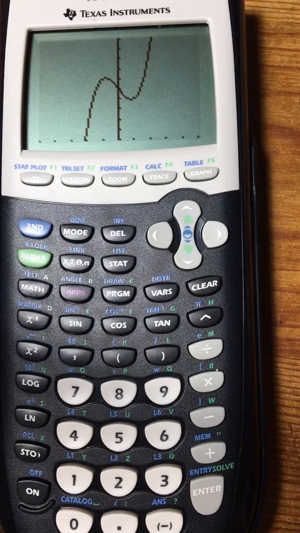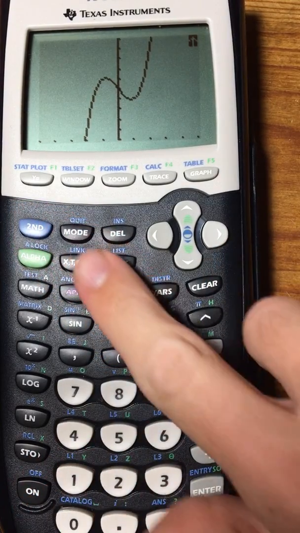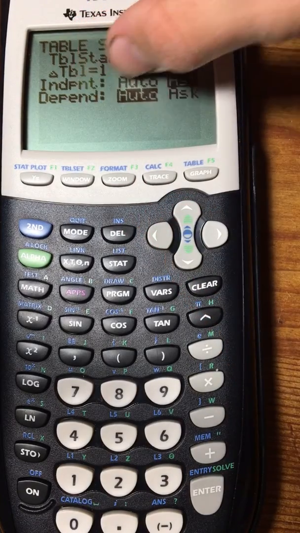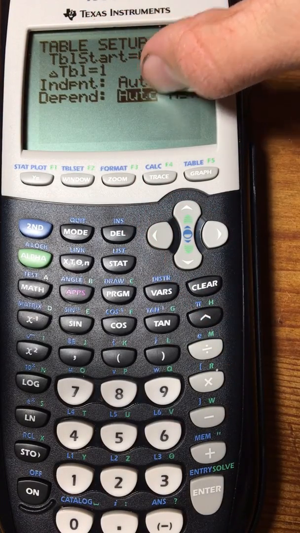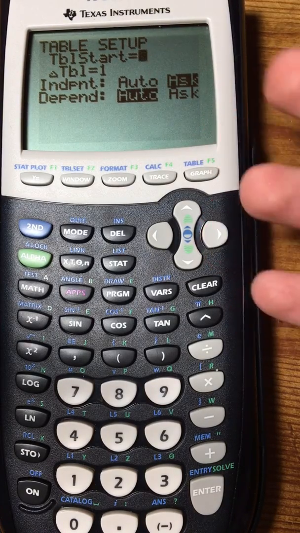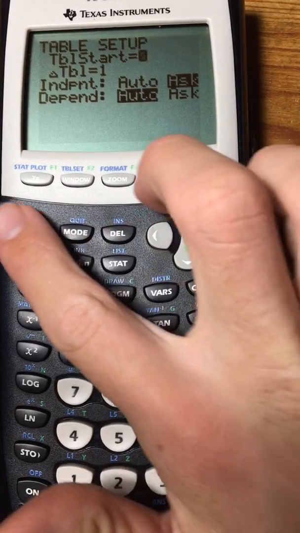So now that you have a sense of when and how to use the window function, I'll show you how to see your graphs even more accurately. So to start off, let's click Second, and then Window to access table set, and we need to make sure that our independent variable is on ask and our dependent variable is on auto. So this basically means that for every x value that we plug in, the calculator will give us a corresponding y value for whatever equation we've entered into our table.